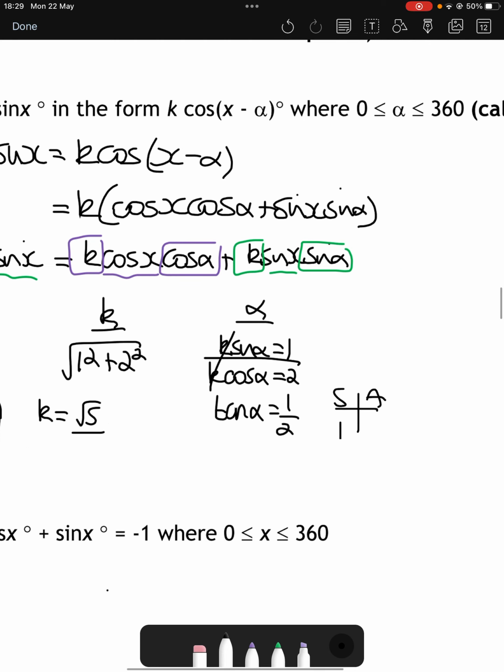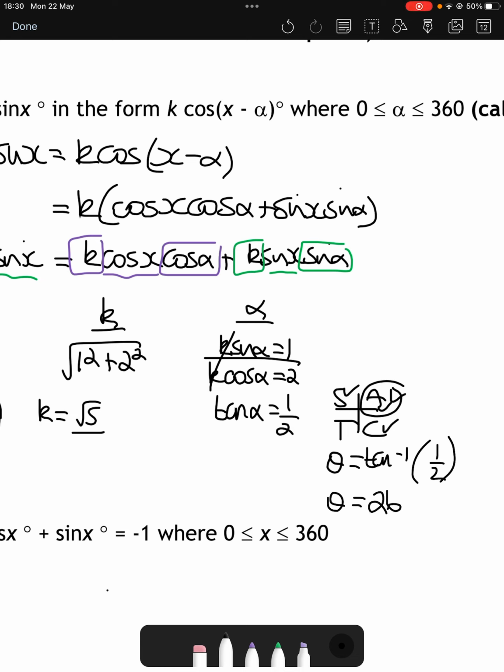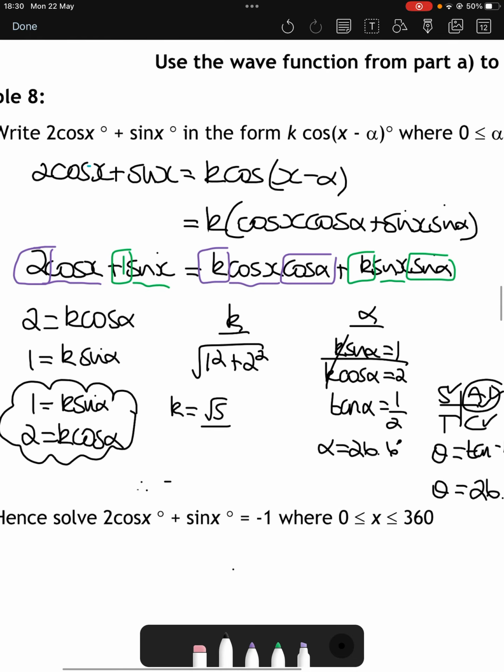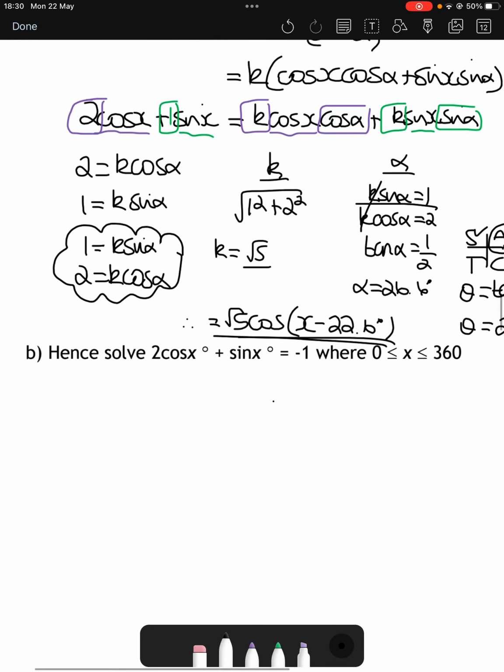SATC at this point. Actually everything's positive, so it's the first quadrant. It is in degrees this time. So tan to the minus 1 of 1 over 2 is 26.6. So that means our alpha is 26.6 degrees. So what we got, again, rewrite it, equals root 5, go up to your question, cos of x minus 26.6 degrees. Okay, that's part A. Right, part B says hence solve.